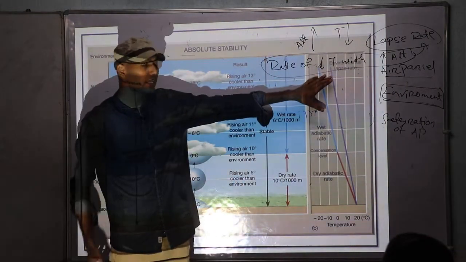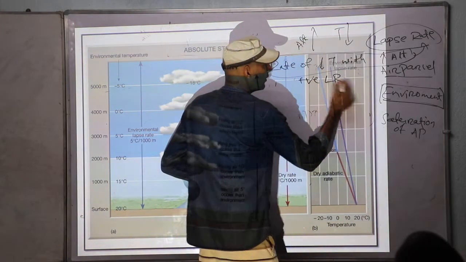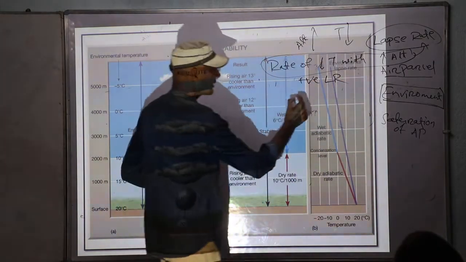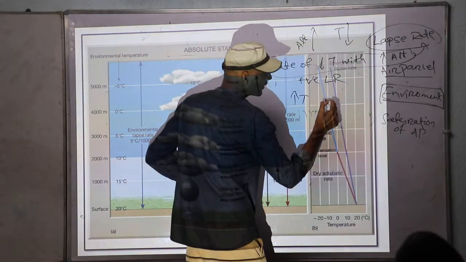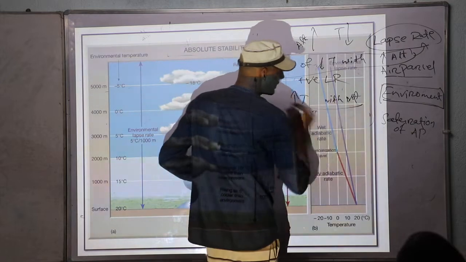When the temperature decreases with altitude, that is a positive lapse rate. When the temperature increases with altitude, the lapse rate is negative.